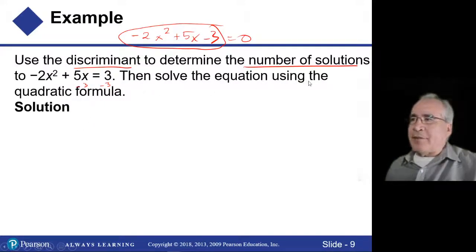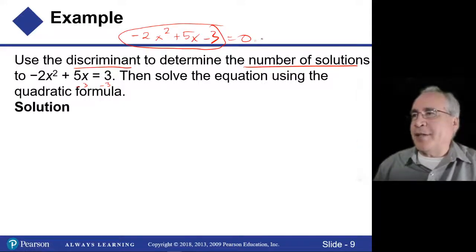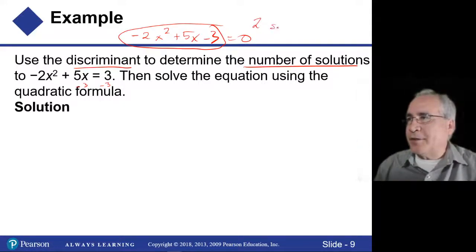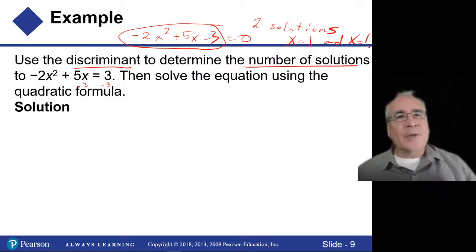If it does have solutions, then go ahead and use the formula to solve it. We already know now it has 2 solutions, and those solutions are x equals 1 and x equals 1.5. Just like that, we're done.